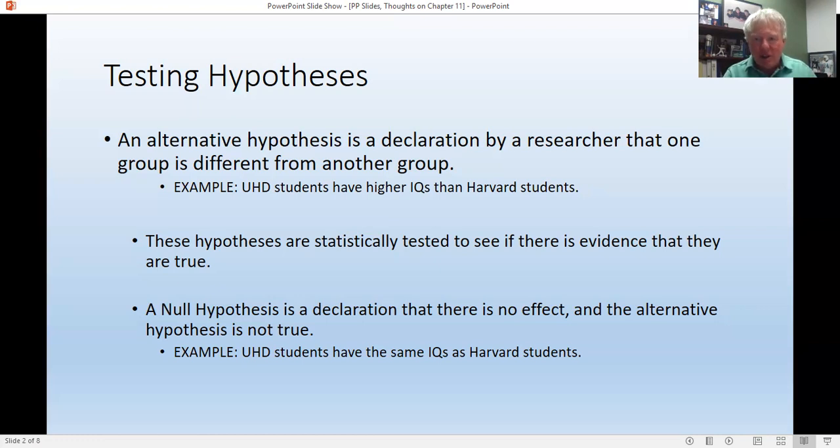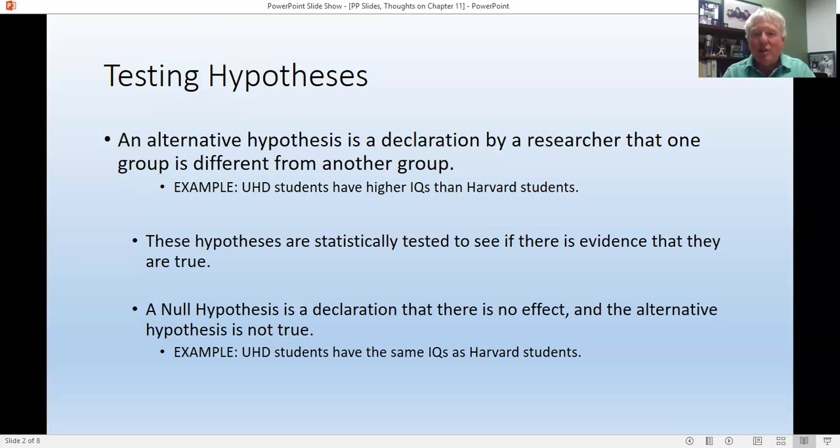In opposition to an alternative hypothesis, the null hypothesis is a declaration that there's no effect. It basically says that the alternative hypothesis is not true. So an example of a null hypothesis in comparison to our original example of an alternative hypothesis is that UHD students have the same IQs as Harvard students. Basically, the null hypothesis says there's no effect, that the effect you thought was there is not there, okay?